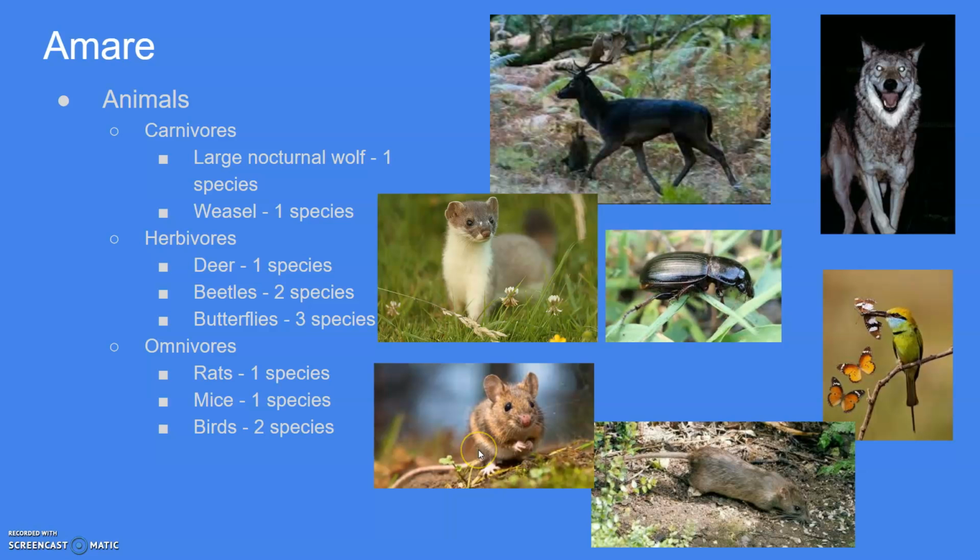You have one species of rat, and on this planet, this rat is an omnivore. You have one species of mice and two species of birds that are all omnivores.